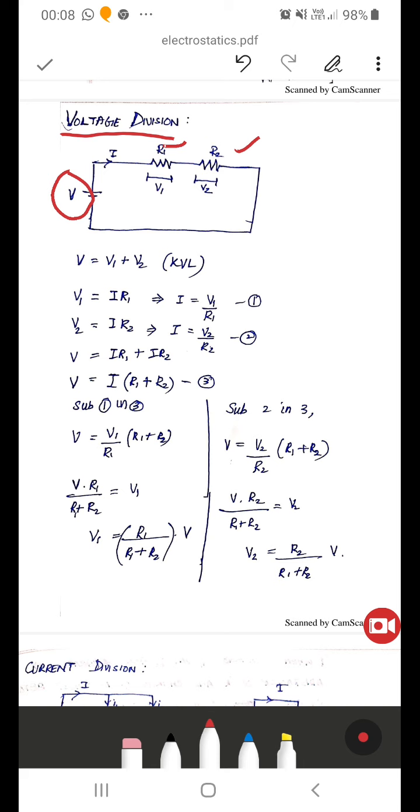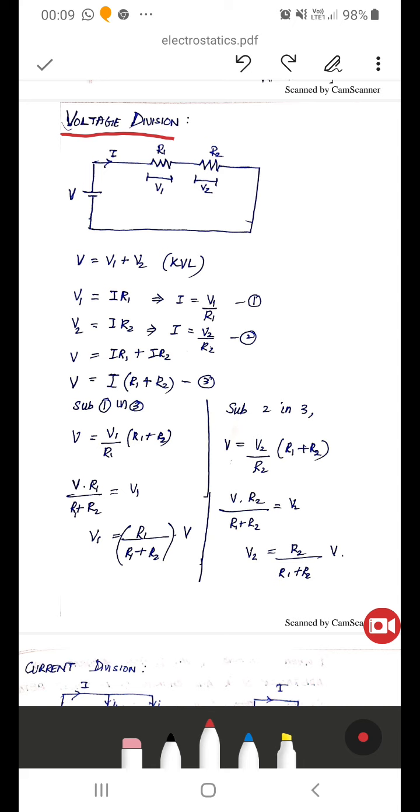Now let V1 be the potential drop due to resistor R1, and V2 be the potential drop across the resistor R2. Now by applying KVL, what does KVL say? The sum of voltages in a closed loop is always 0. Before understanding this, we have to understand that it is a series circuit, as our resistances R1 and R2 are connected together.